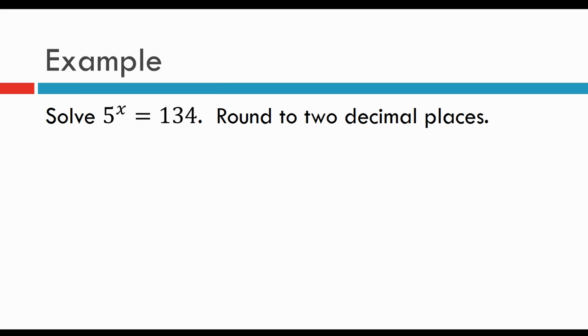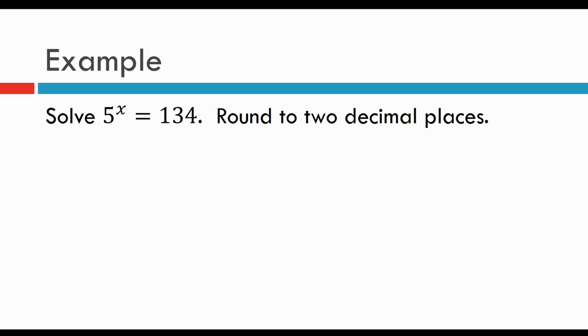All right, and so this is going to involve using a calculator because we don't know the natural log of numbers off the top of our head. So notice that the directions say to round to 2 decimal places. So we're going to solve 5 to the power of x equals 134. Hopefully you notice that the bases were not the same. 134 is not going to be able to turn into a base of 5. So that's why we have to use the calculator.